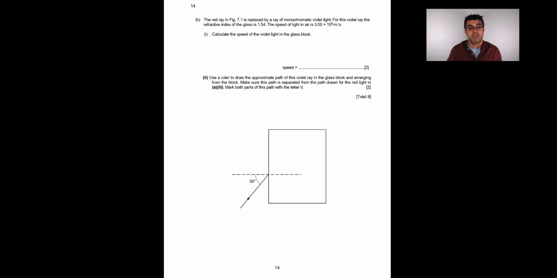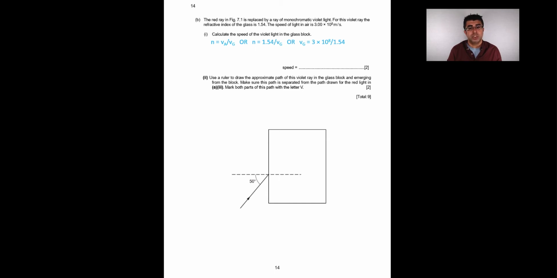The red ray in figure 7.1 is replaced by a ray of monochromatic violet light. For this violet ray, the refractive index of the glass is 1.54. The speed of light in the air is 3 times 10 to the 8. Calculate the speed of the violet ray in the glass block. We've used this formula a couple of times now. Refractive index equals speed of light in the air divided by speed of light in glass.